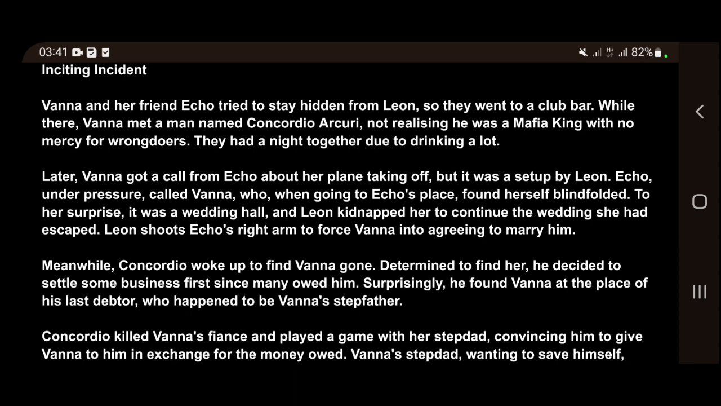Later, Vena got a call from Echo about her plan taking off, but it was a trap by Leo. Echo, under pressure, called Vena, who, when going to Echo's place, found herself blindfolded. To her surprise, it was a wedding hall, and Leo kidnapped her to continue the wedding she had escaped. Leo shoots Echo's right arm to force Vena into agreeing to marry him.